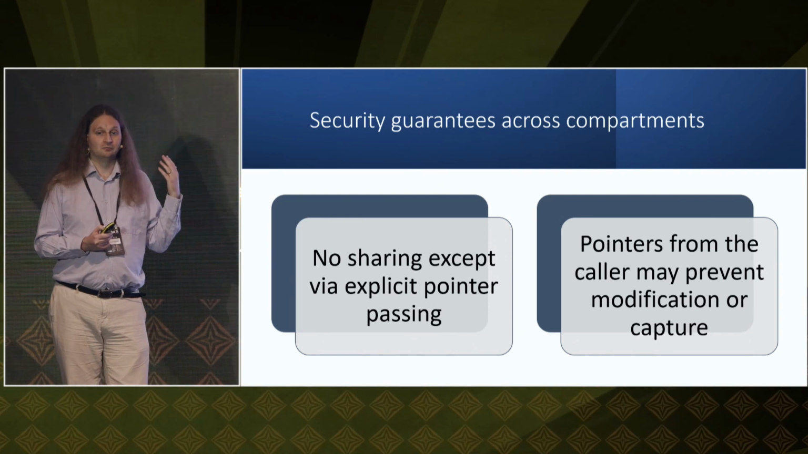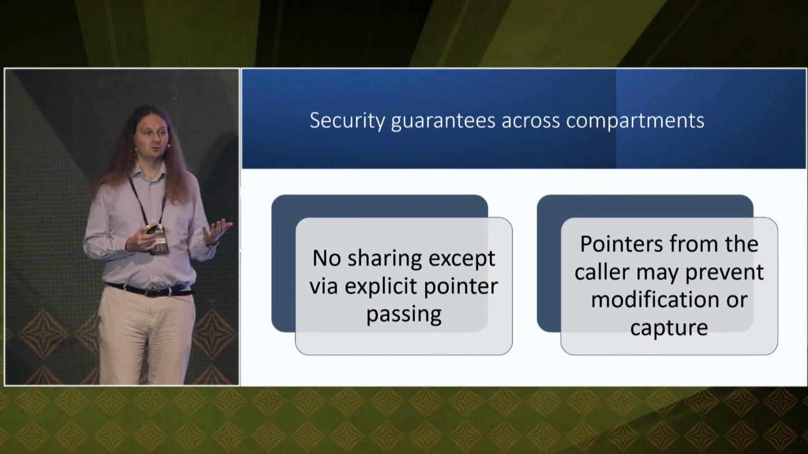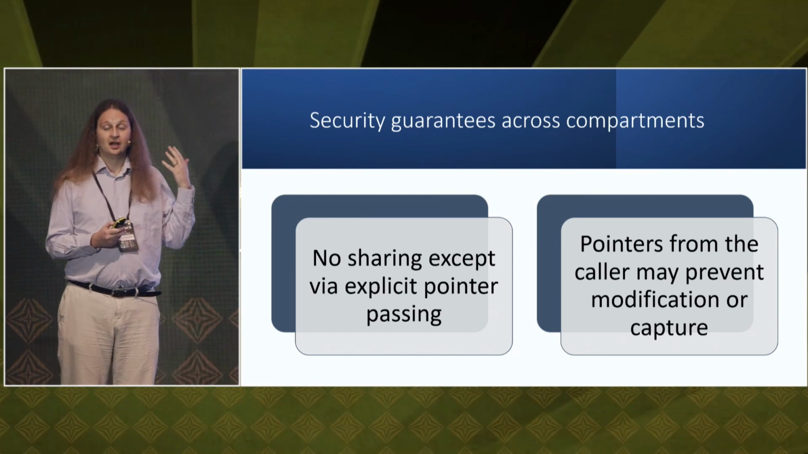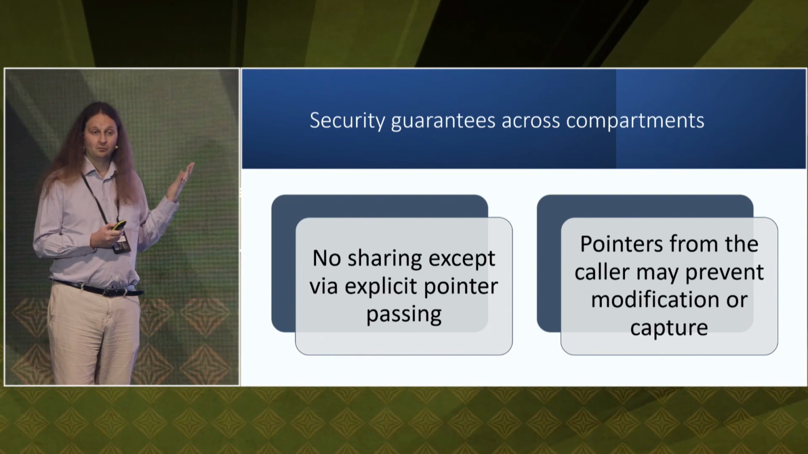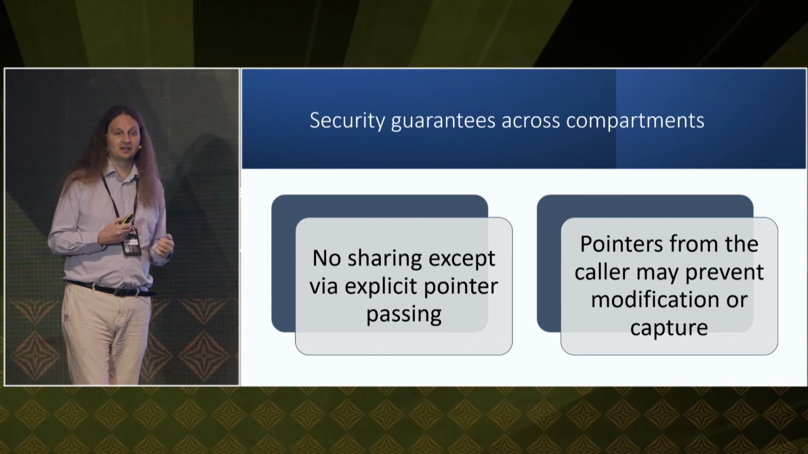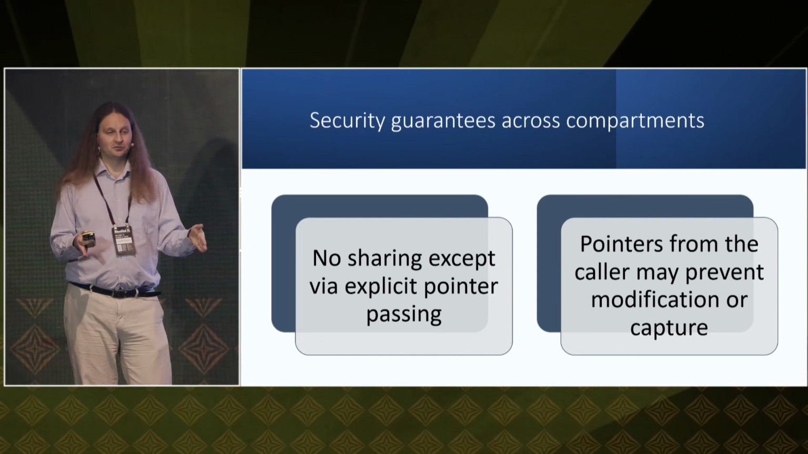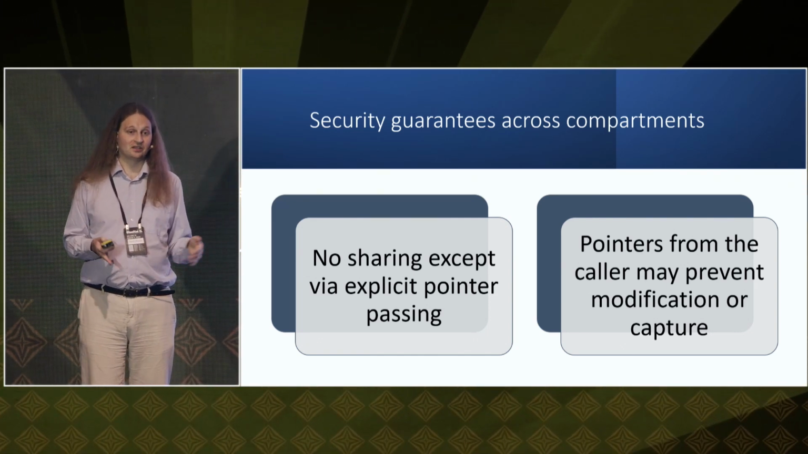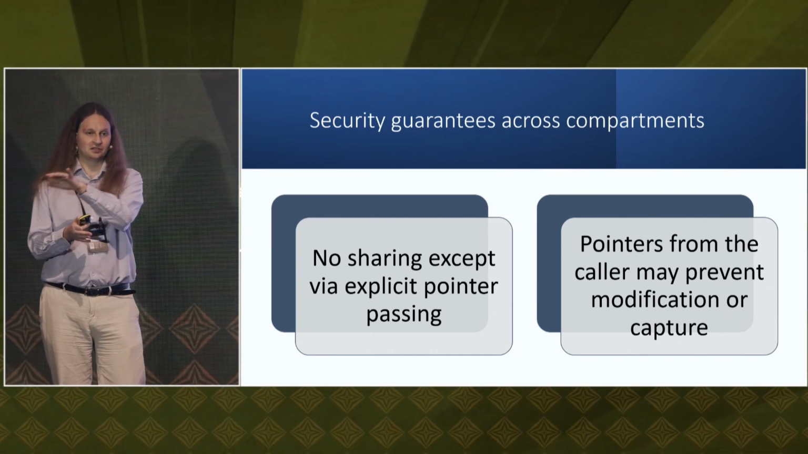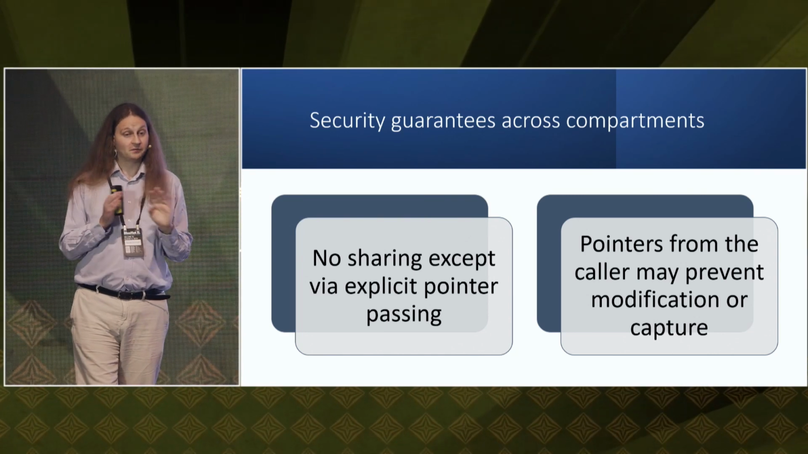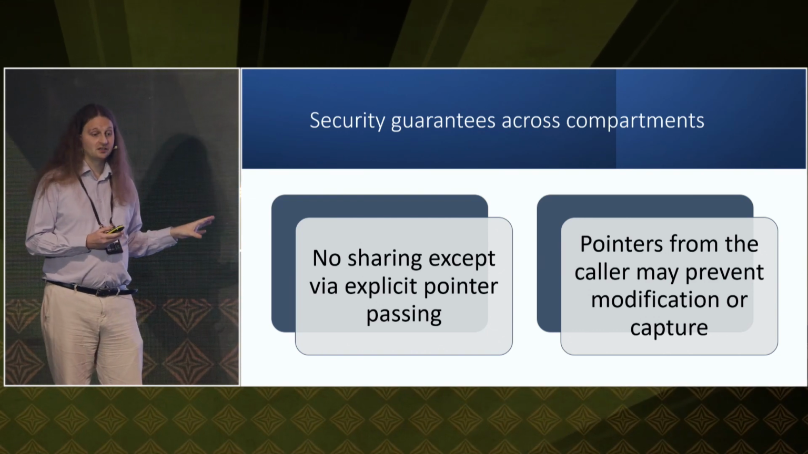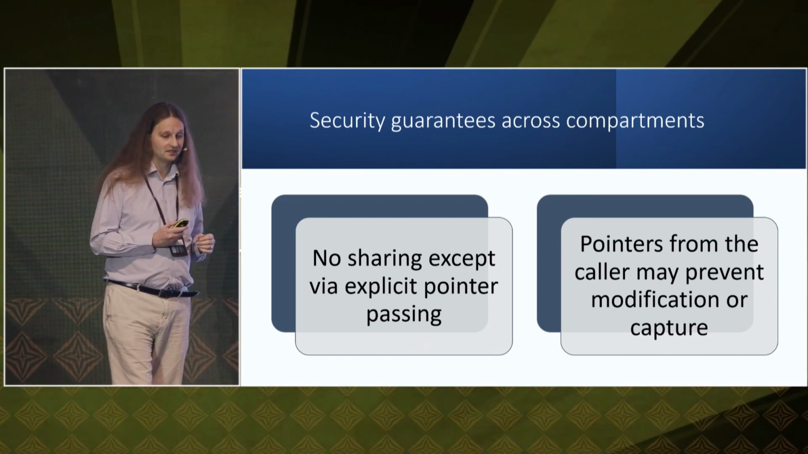So we can guarantee that a compartment that you call can't capture a pointer that you pass it. We can guarantee that it can't modify the object that you're pointing to. And we can provide those as either deep or shallow properties. So I can give you an immutable object that contains pointers to things that you are allowed to modify. So if I want to have my metadata at the start and then a pointer to a buffer that you're allowed to modify, that's totally fine. And we're really only just starting to explore the kinds of things that you can build with this.